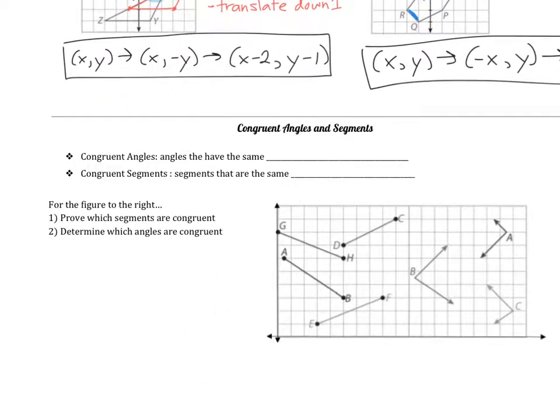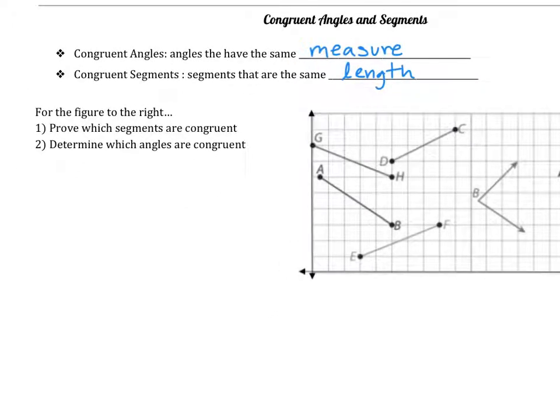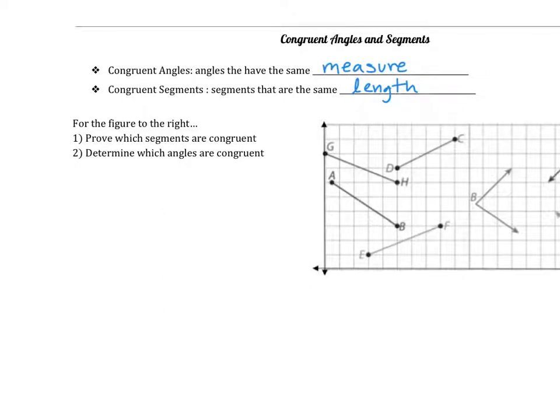Okay, the last thing we're going to talk about is how to determine if angles and segments are congruent. So congruent angles have the same measure, and congruent segments are segments that have the same length. So we're going to see if we can show that these segments and angles are congruent using rigid motion. Now, of course, I could show that these are congruent by actually finding the lengths and comparing them, but we would like to try instead using rigid motion.